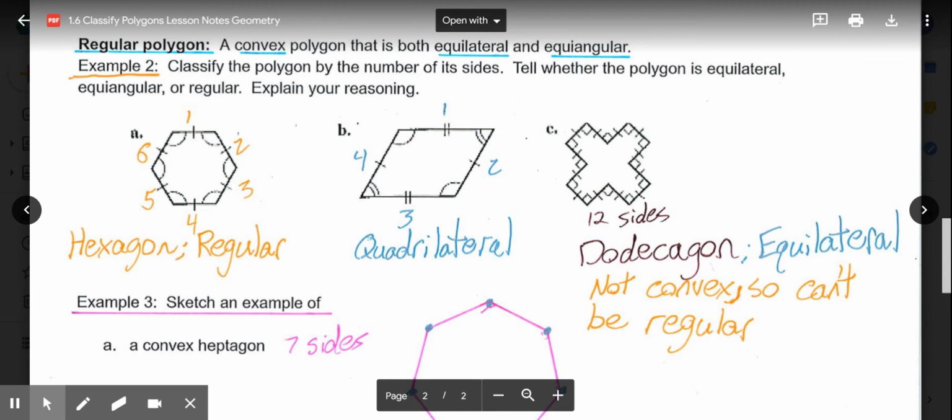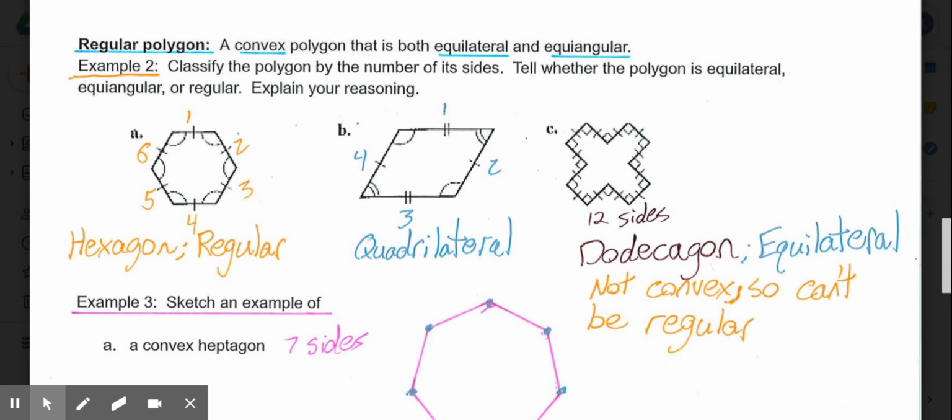In B, we have a 4-sided figure. Now, sides 2 and 4 in this case would be congruent because they have the single hash marks. 1 and 3 have double hashes, meaning they're congruent to each other, but the double hash and the single hash mean these two are different. So we do not have 4 congruent sides.